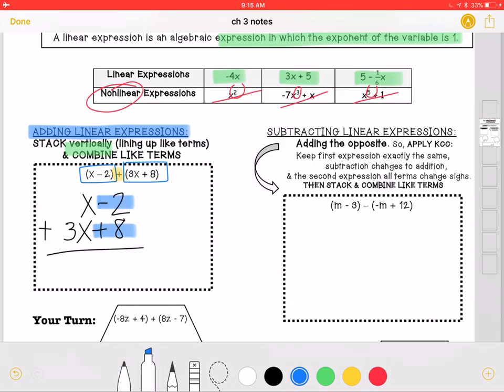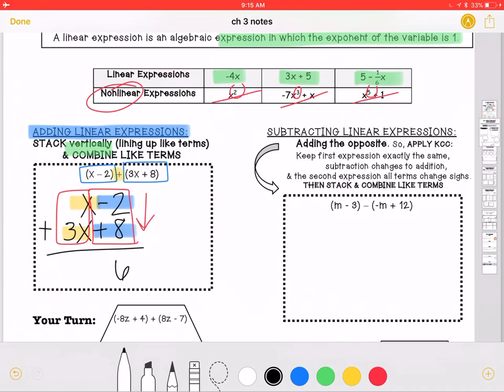Negative 2 and a positive 8, those are my constants, they are alike. And then my x and 3x, those are my variables, and they are alike. So now we're going to combine them as we go down. So we're looking vertical here. What's negative 2 and a positive 8 give you? Well, they're different signs, so we're going to subtract them. 8 minus 2 is 6. Take the sign of the larger number. It's going to be positive, and we're always going to put that sign there.